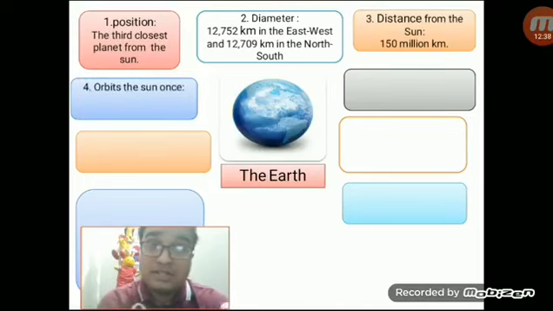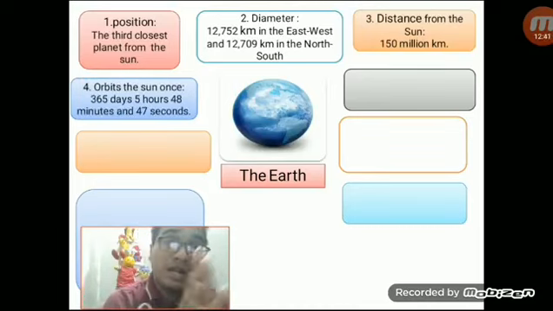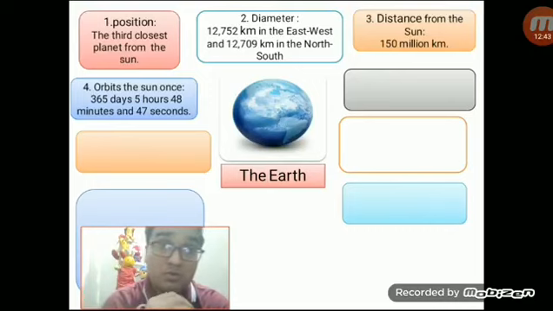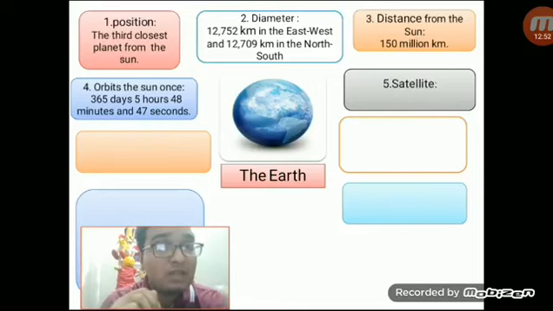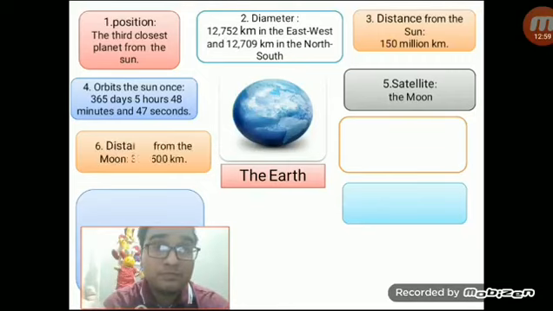And to orbit the sun once, it needs 365 days, 5 hours, 48 minutes and 47 seconds. This duration is also called a solar year. Then satellite: it has only one natural satellite, and the name of the satellite is the Moon. Then distance from the Moon: the Earth is situated 3,81,500 kilometers away from the Moon.